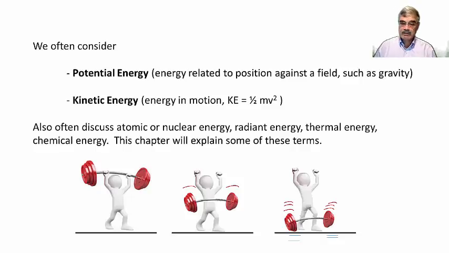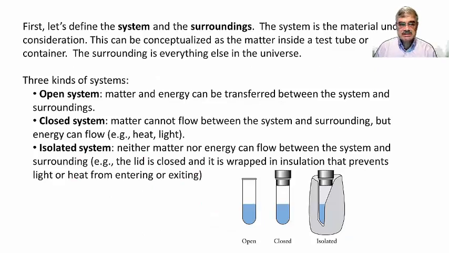We also have heard about, or will at some point, no doubt, talk about atomic or nuclear energy, radiant energy, thermal energy, which we'll talk about in this chapter, and chemical energy. But first, let's define a few terms. Let's define system and surroundings.